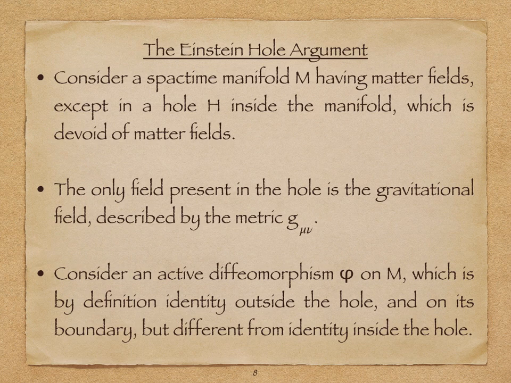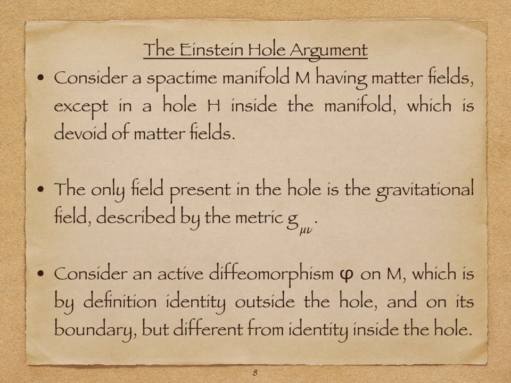So let's see what the argument is, where the hole comes from. Let us imagine there's a situation. You have this manifold M, it has matter fields everywhere except in a hole H inside the manifold.